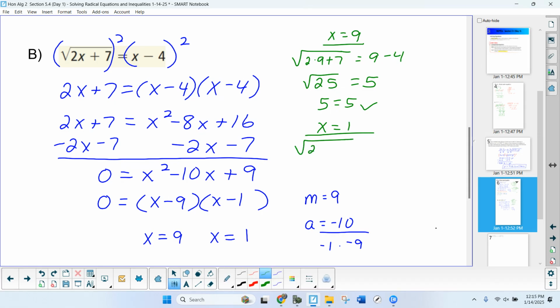Square root of 2 times 1 plus 7. Does that equal 1 minus 4? What's 2 times 1 plus 7? 9. Over here we have, what is the square root of 9 when the square root is given to you? Does 3 equal -3?